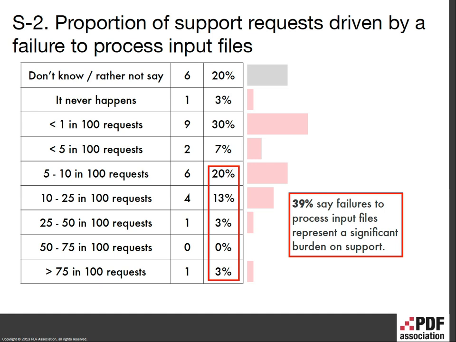Getting into probably the meat and potatoes of why it should matter to a PDF developer whether or not PDFs are valid: a substantial number, almost 4 out of 10 developers, said that support requests driven by a failure to process input files are a significant burden. So I presume that if you're north of 5% of support requests, it might be some sort of burden. You could take that line out of it if you wanted, and you'd have a smaller proportion.